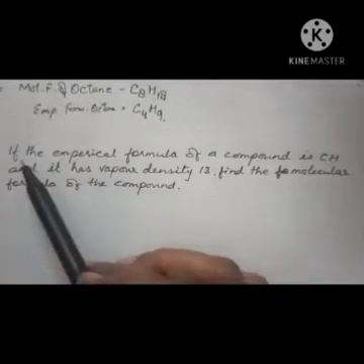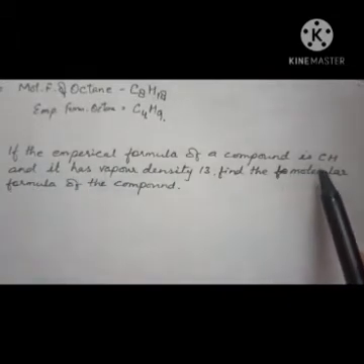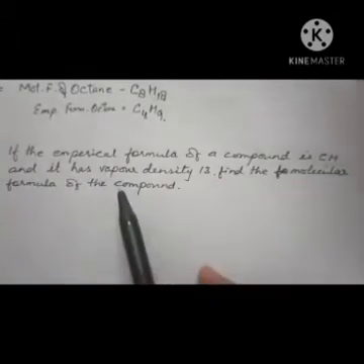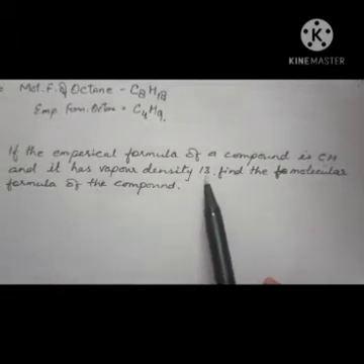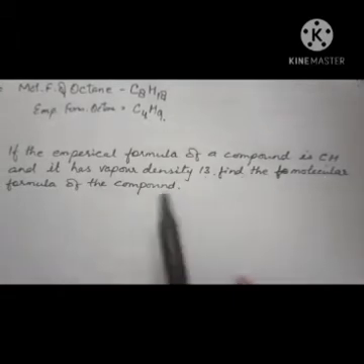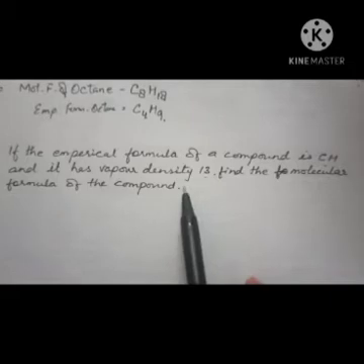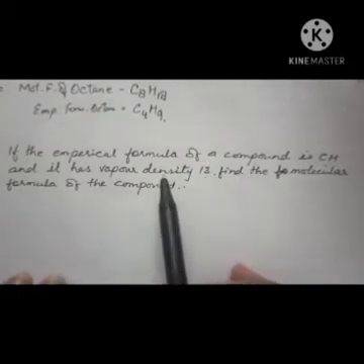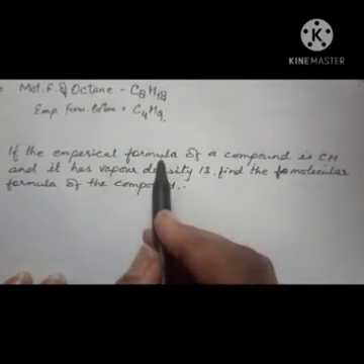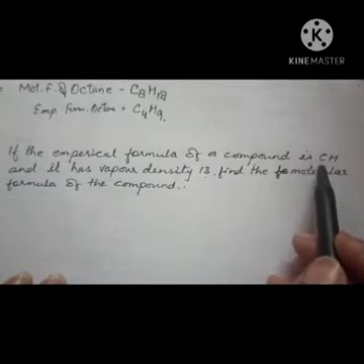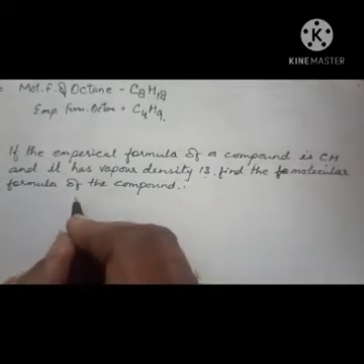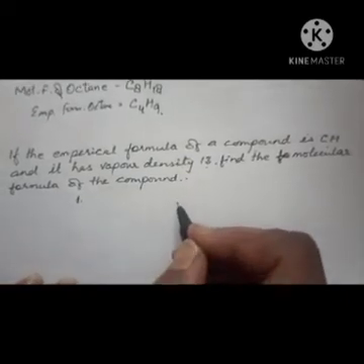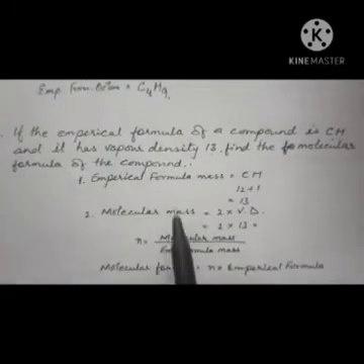Okay, another question. If the empirical formula of a compound is given, that is CH, and it has vapor density 13, find the molecular formula of the compound. How will you find out the molecular formula if the empirical formula and vapor density are given? With the help of the empirical formula, you can find the empirical formula mass. So first you find out the empirical formula mass.